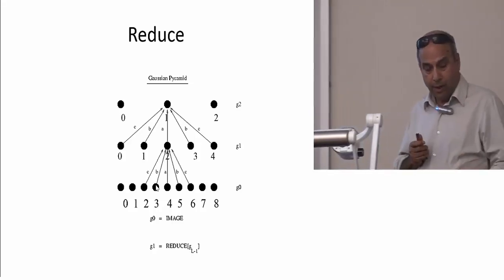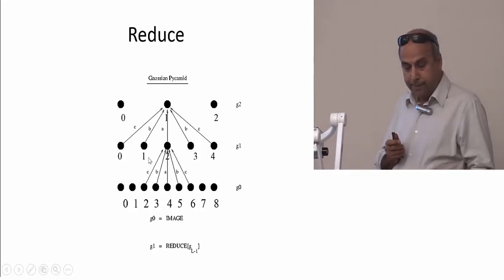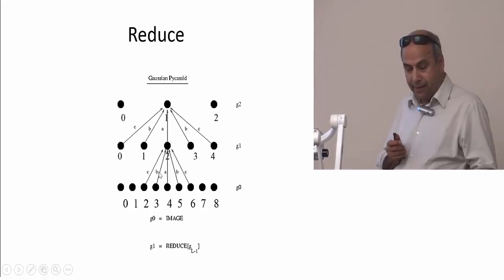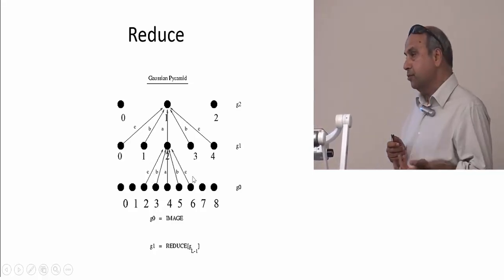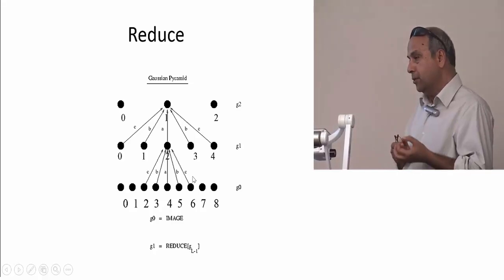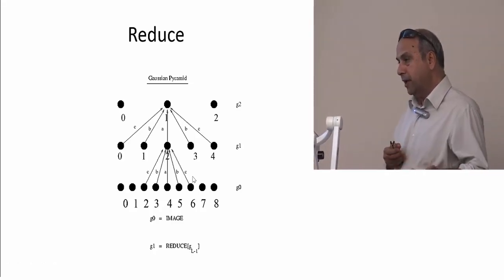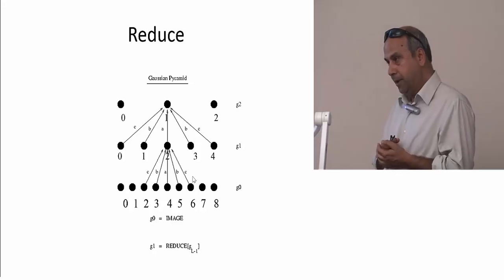What we are going to do here is that these weights are essentially smoothing. They are applying those weights, which are actually Gaussian masks. So I'm going to talk about that.